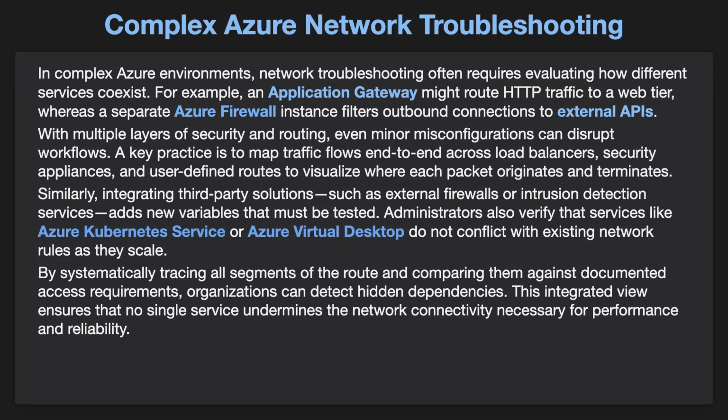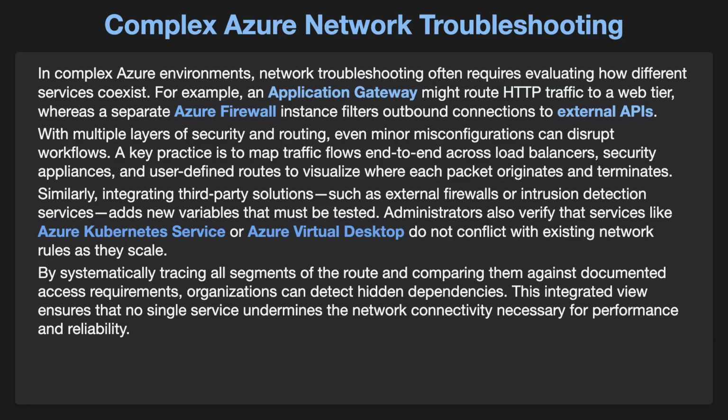A key practice is to map traffic flows end-to-end across load balancers, security appliances, and user-defined routes to visualize where each packet originates and terminates. Similarly, integrating third-party solutions, such as external firewalls or intrusion detection services, adds new variables that must be tested.